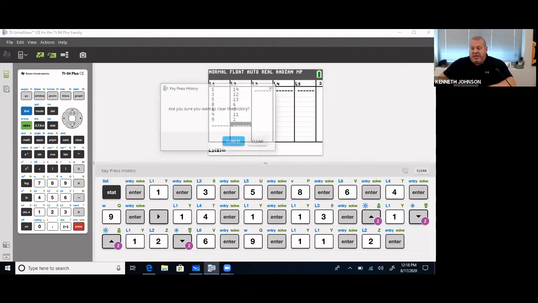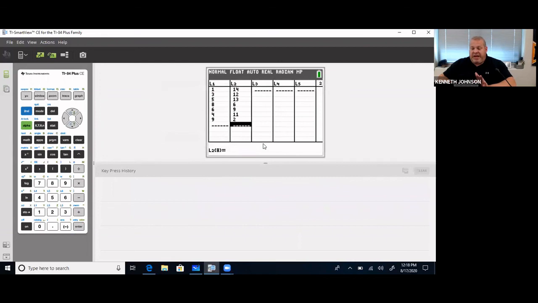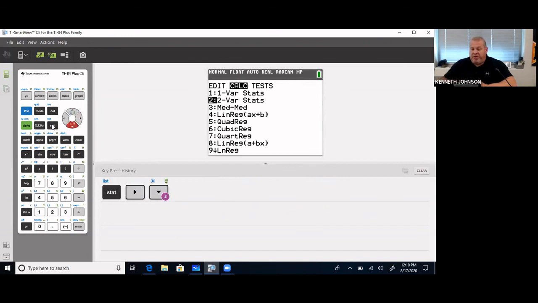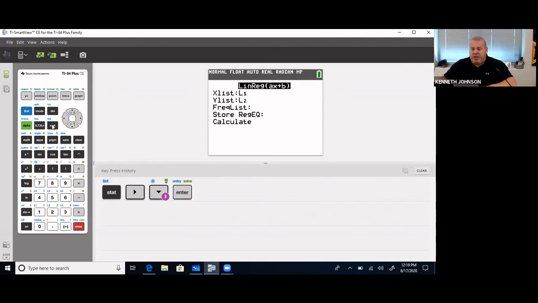So that's the part where we've now entered the data. Now we're going to do linear regression. And the way that we do that is we go into the stat menu, we go over to calc, and we're going to go down to linreg ax plus b. It defaults to L1 as the X, L2 as the Y, which is fine. And we're going to go down and hit calculate.